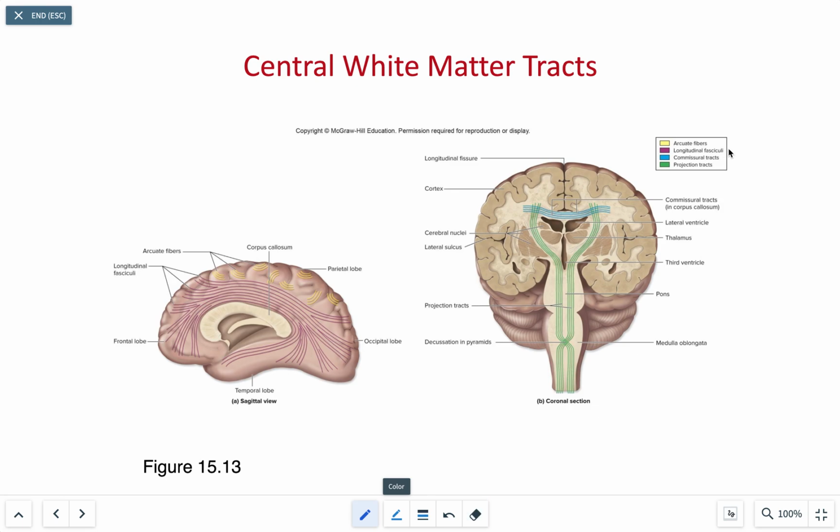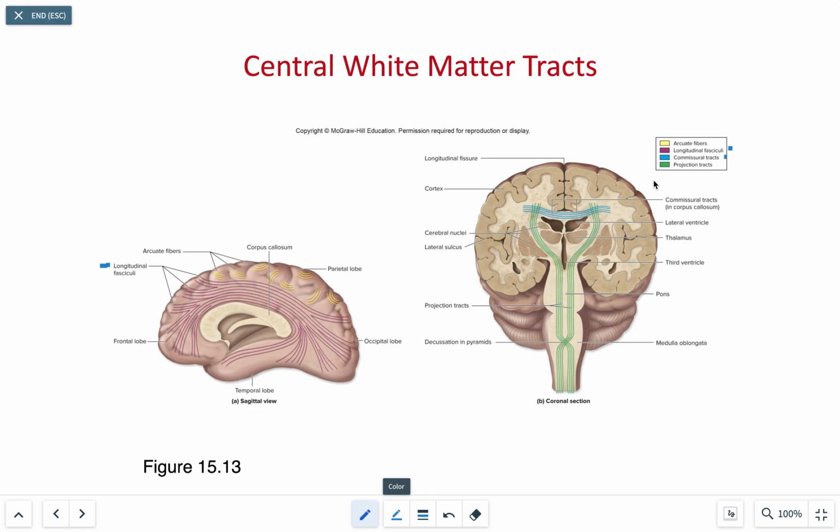The next one is going to be the longitudinal fasciculi. The longitudinal fasciculi over here on the left side are going to connect the gyri in different lobes of the same hemisphere. So what that means is it'll connect the frontal lobe with the occipital lobe in the left hemisphere. We also see this connecting the Wernicke area to the motor speech area.